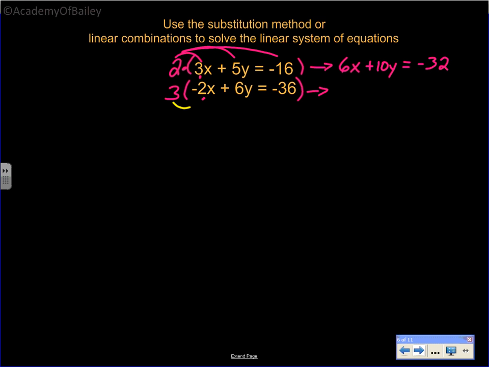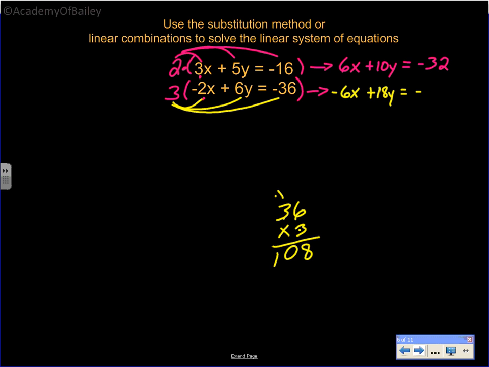Now on the bottom, 3 times negative 2x is negative 6x. 3 times 6y is 18y. And 3 times negative 36, large number. Well, we know it's going to be a negative, right? So 3 times 36. Well, 6 times 3 is 18. Carry your 1. And then 3 times 3 is 9 plus 1. That makes 10. So all right, this is where we're at.